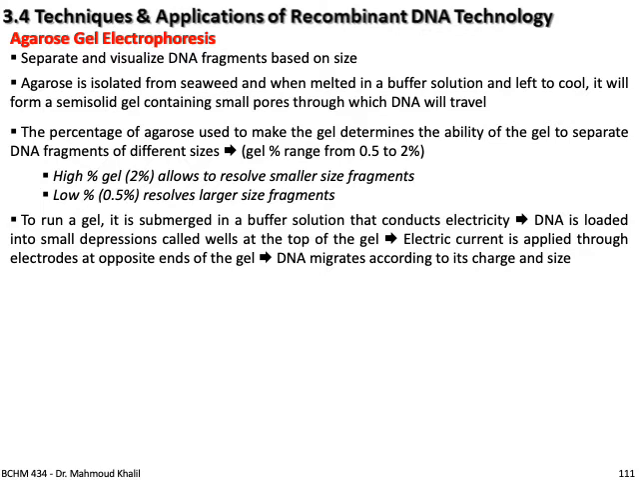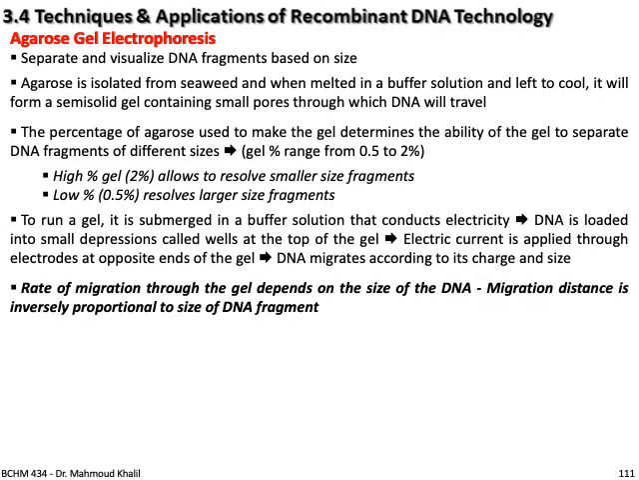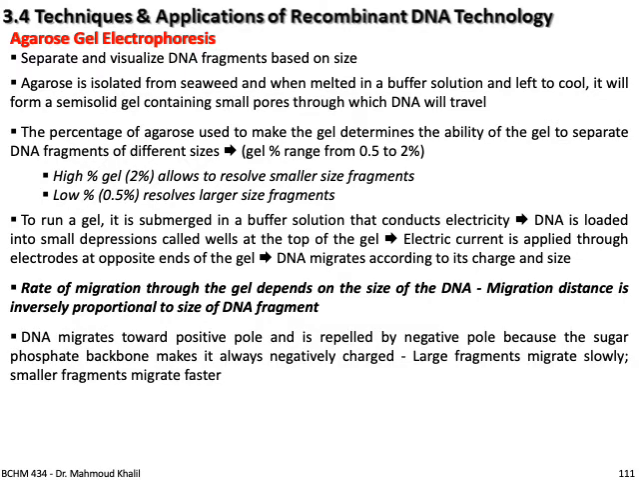The electric current is applied through electrodes at the opposite ends of the gel, and then DNA migrates according to its charge and size. The rate of migration through the gel depends actually on the size of the DNA. The migration distance is usually inversely proportional to the size of the DNA fragment. DNA migrates toward the positive pole. That's because the total charge of the DNA is negative, due to the fact that the sugar phosphate backbone always makes it negatively charged, so larger fragments migrate slowly and vice versa.